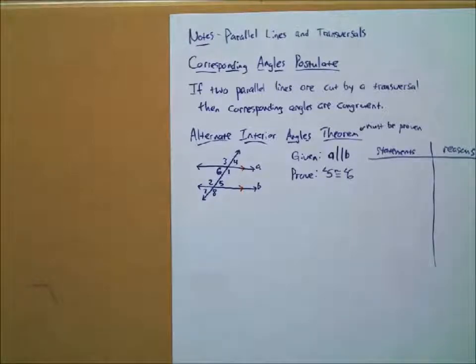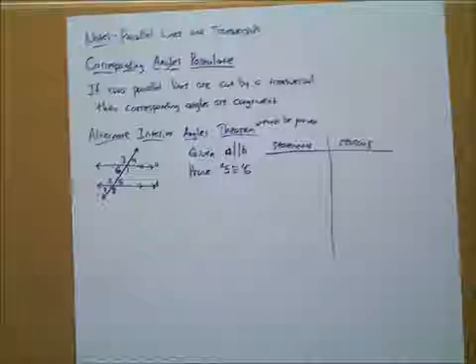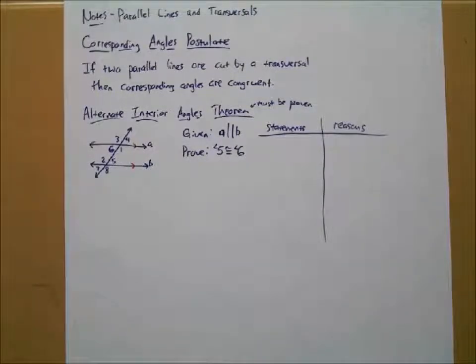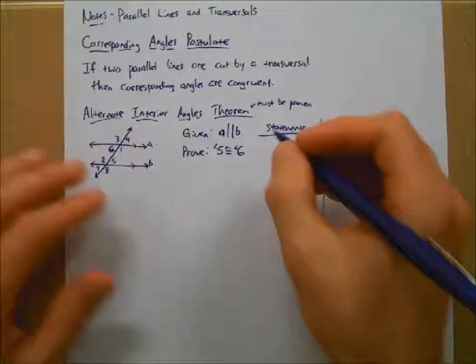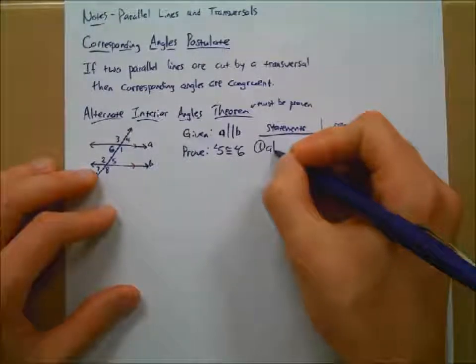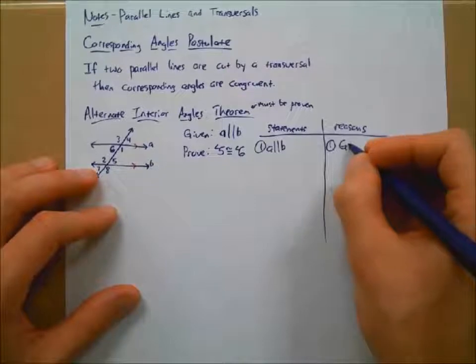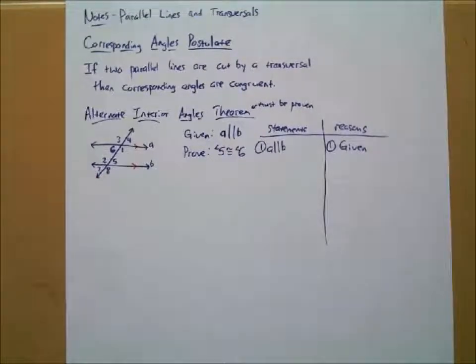Good? Okay. All right, so, again, back to our statements and reasons. Where do we always start with our proof? The given, right? So we're going to restate our given here. A is parallel to B. Why do we know that's true? It's given. Okay.